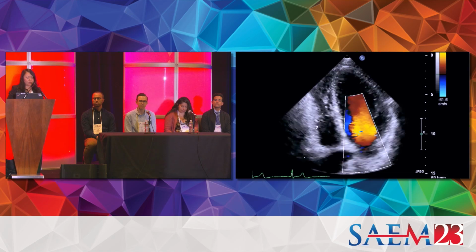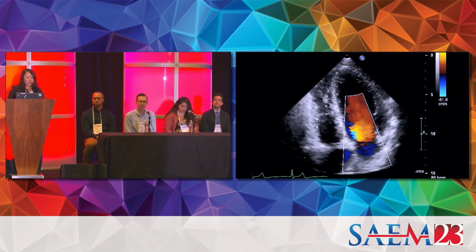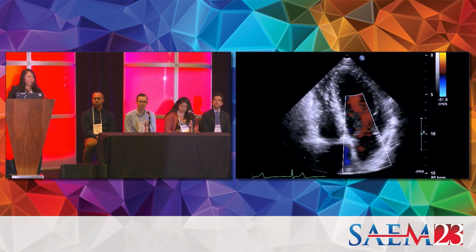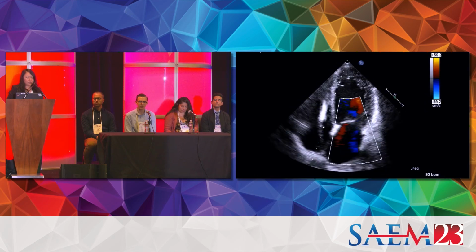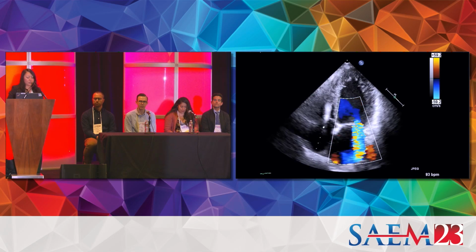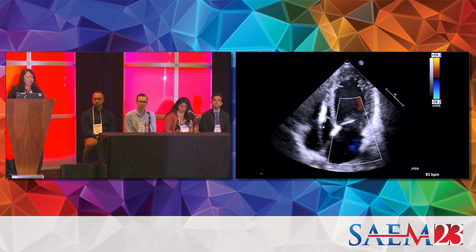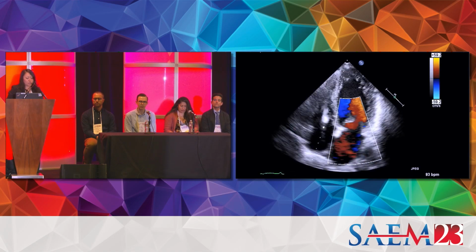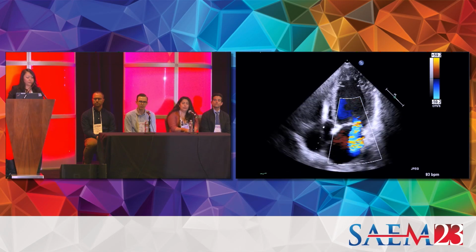Getting a little bit more severe, this is probably filling about 50% of the left atrium. This is moderate to severe. And then here you can see that that jet fills almost the entire left atrium, kind of swirling around. This is an example of severe mitral regurgitation with an eccentric looking jet.